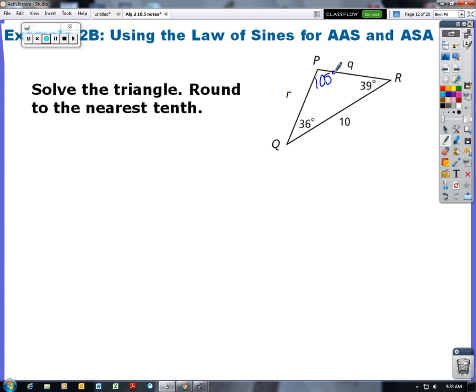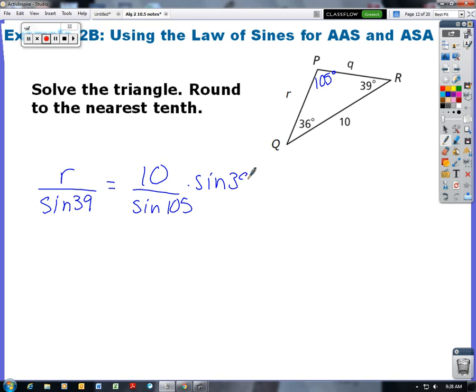And then let's just find R. R we need to put on top. That's going to be R over sine of 39, since 39 is opposite R. And then we know 10. We have to use 10, it's the only other side we know. 10 over sine of 105. Multiply both sides by sine of 39. I'm going to do this a little quickly so I don't waste your time, and I'm going to type this in my own personal calculator because it goes a lot faster.